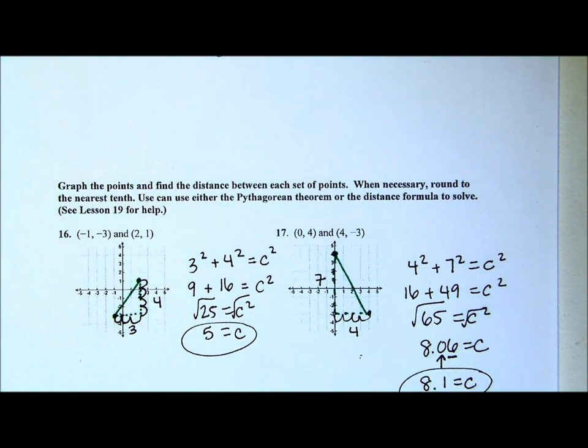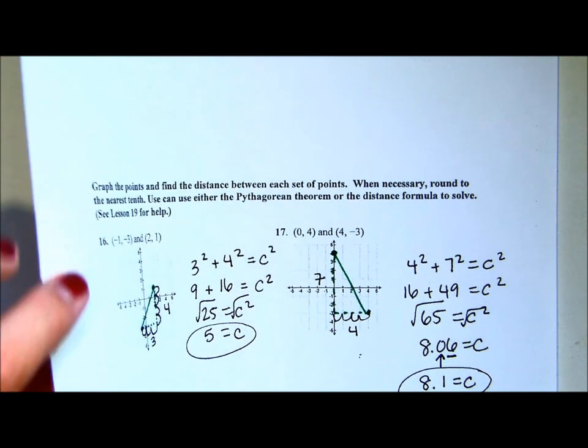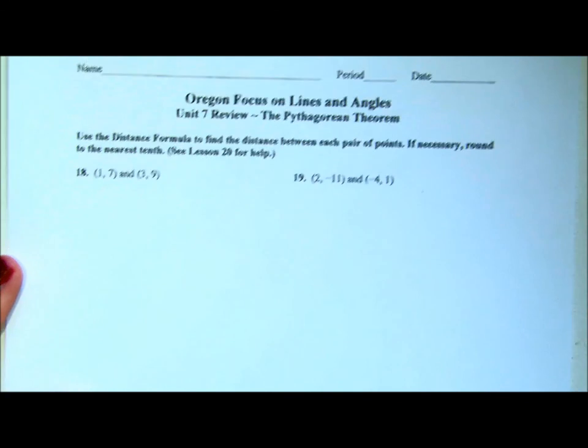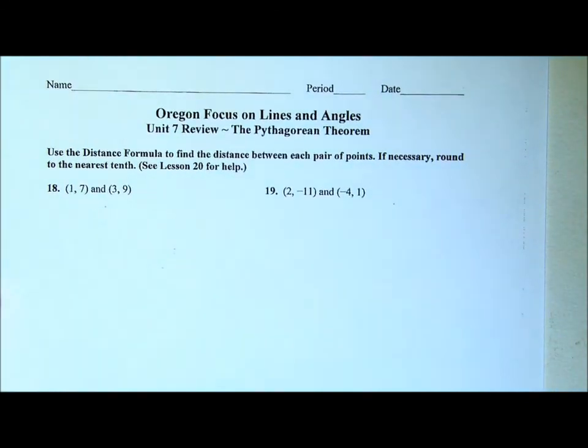Now, we only have 2 more problems left, so hold on just a moment. We're almost done. Hang in there with me. And here we go. Looking at number 18. It says use the distance formula to find the distance between each pair of points. If necessary, round to the nearest tenth. You're going to use lesson 20 for help on this. Now before we start out, I'm going to put the distance formula up here.